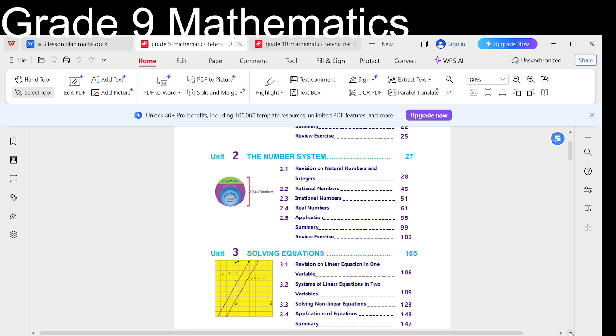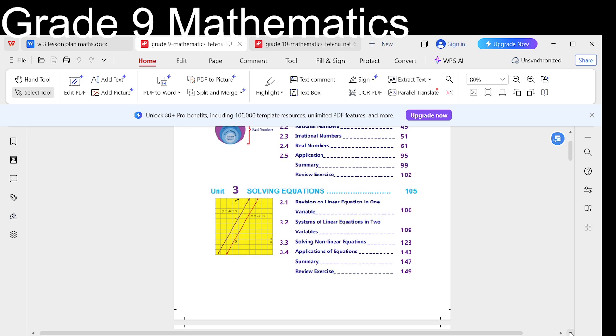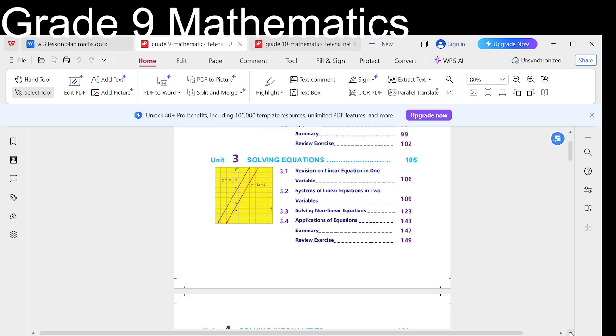The other chapter is about solving equations. In solving equations, under subsection 3.1, we revise linear equations in one variable. These are algebraic expressions that give a straight line on the graph with only one variable. You know that a variable is an unknown value that can be represented by any element, which might be an English alphabet letter.